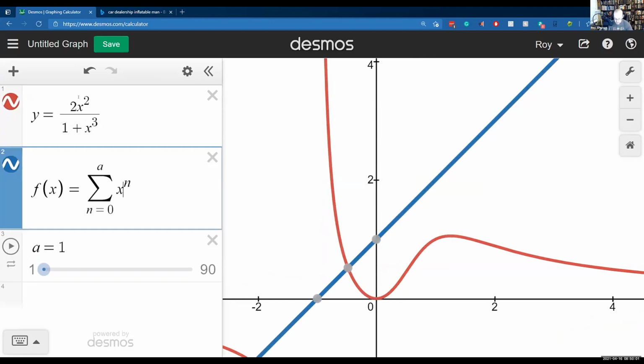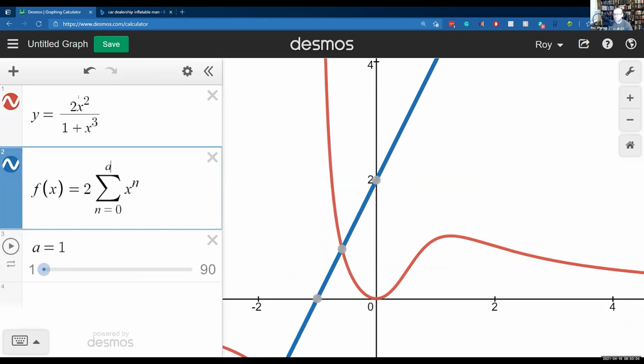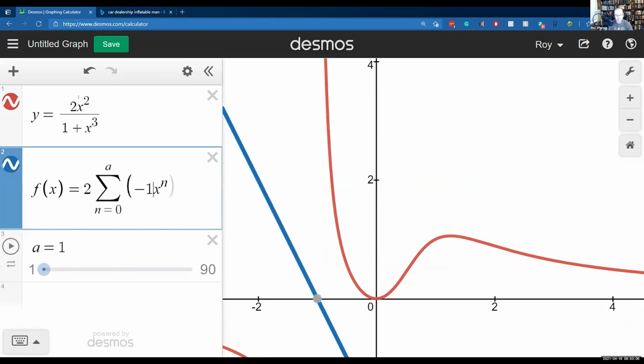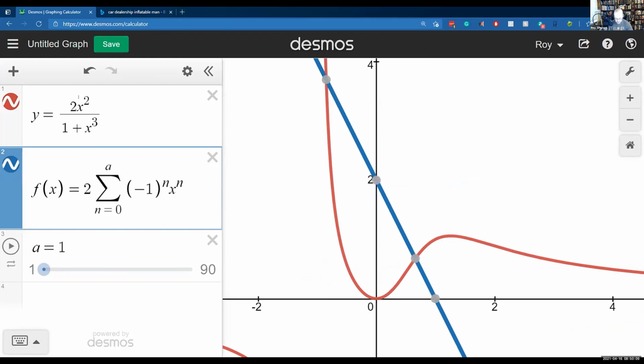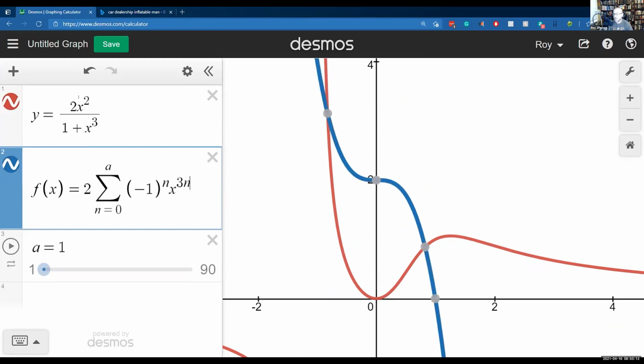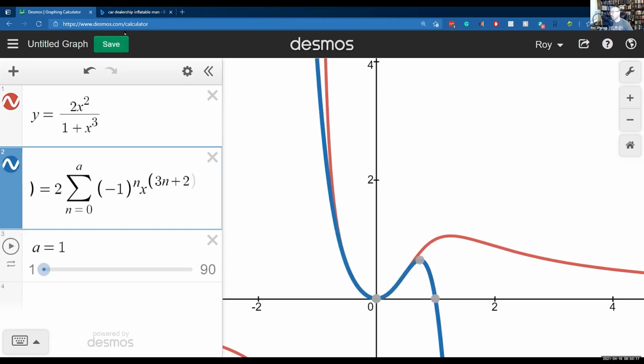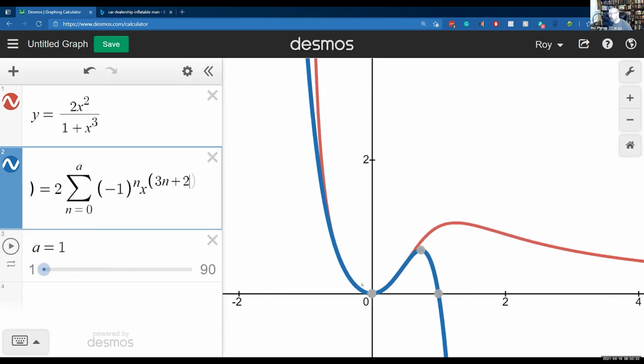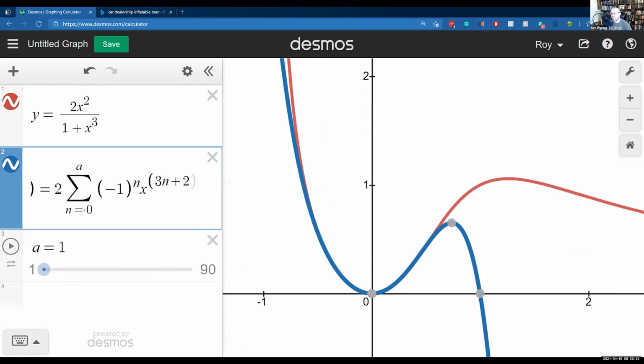The power series representation that we got was 2 times negative 1 to the nth times x to the 3n, I have to put a parenthesis here, otherwise it will yell at me, plus 2. Now, you had better believe that this works very nicely. Actually, look at this. So for a equals 1, in other words, I summed up n equals 0 to n equals 1 here. And look how clean that already matches with just the first 2 terms, the 0th and the first term. And look how nice that's matching.